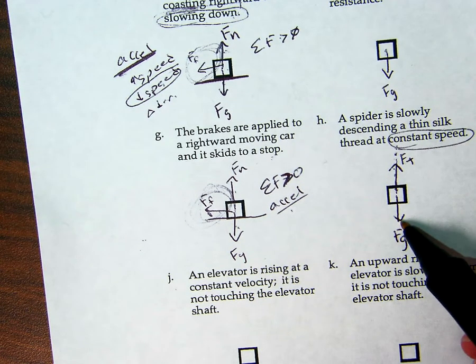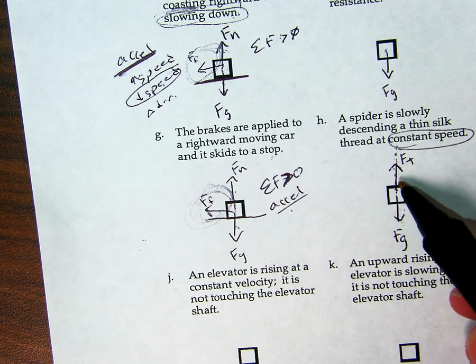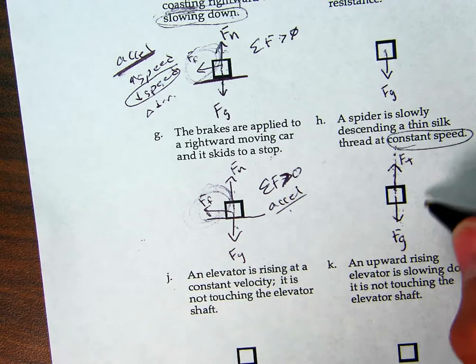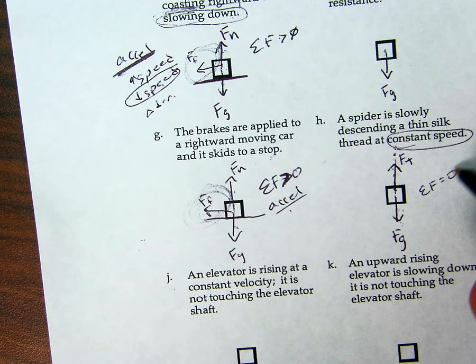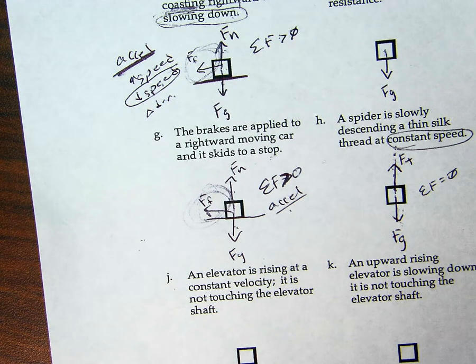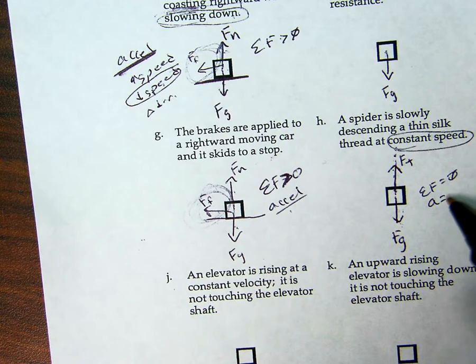So the force of gravity and the tension force cancel each other out. And so we have a constant speed, so we know that the sum of all forces is 0. Constant speed means that the sum of all forces equals 0. They cancel each other out, and so acceleration is 0 as well.